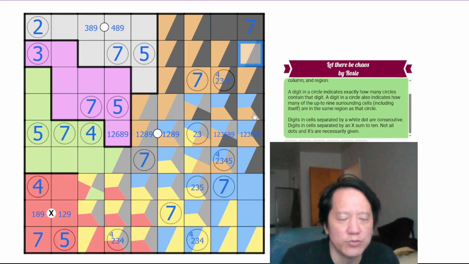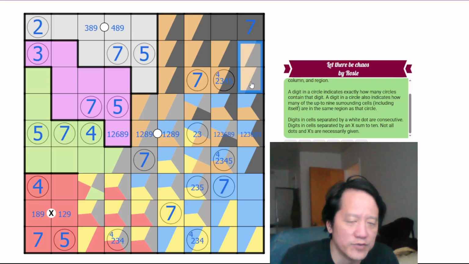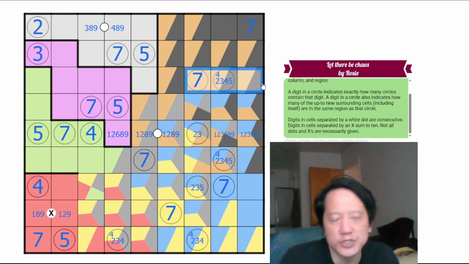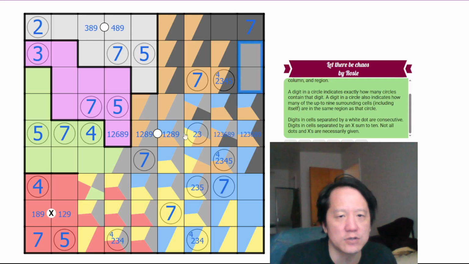I think similarly we can't have orange here. Actually, I don't even know if we can have orange in either of these 2 spots. If we have orange here, that would mean there's 7 around here, and the problem is this wouldn't be able to form a full region. So neither of these can be orange. Therefore, they're definitely dark.